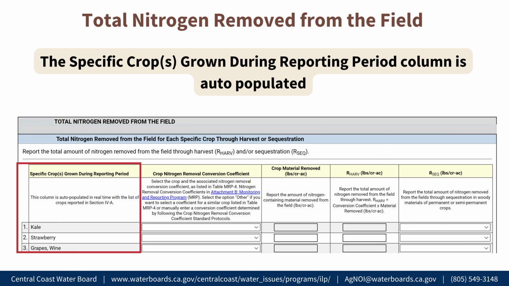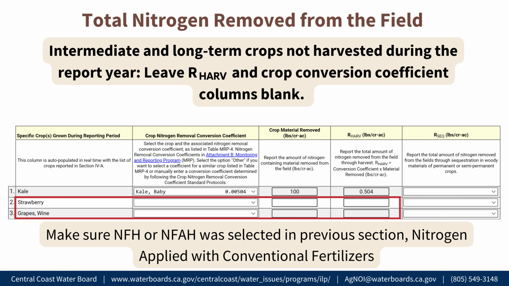The specific crops grown during the reporting period column is auto-populated with a list of crops reported in the previous section, nitrogen applied with conventional fertilizers. For intermediate and long-term crops that were not harvested during the reporting year, leave the corresponding RHARV in the crop conversion coefficient columns blank. Make sure NFH, not final harvest, or NFAH, not final or annual harvest, were selected in the crop duration column in this section, nitrogen applied with conventional fertilizers.